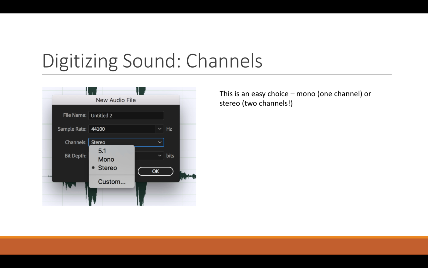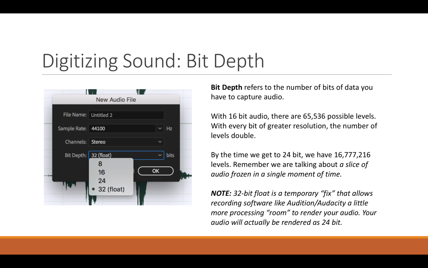All right, here's an easy choice for you. I would like you to record in stereo. So we have mono, 1 channel, or stereo, 2 channels. We're not going to get into 5.1 surround sound in this class. We're just going to record in stereo, unless there's a compelling reason to record in mono, which in our case, there's really not.